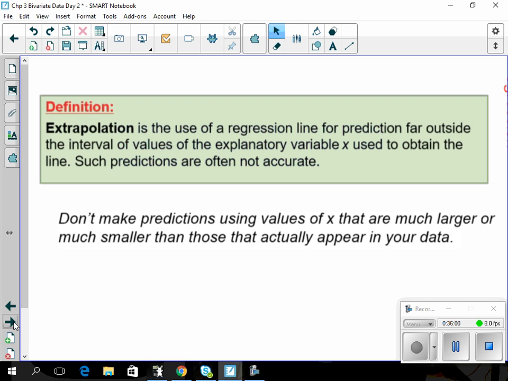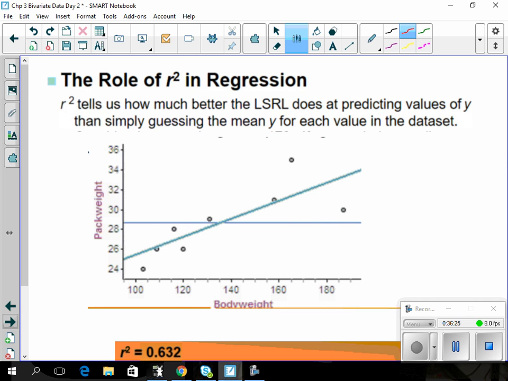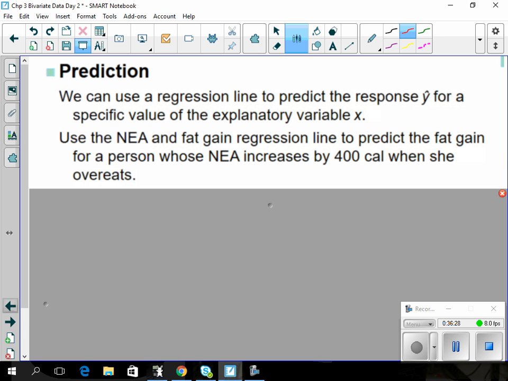Fair enough? Okay. Basically, what it's saying here is that we should not make predictions using values of x that are far outside of our data set. So number 6 is a classic case of what not to do. Does that make any sense? Okay. Perfect. Such predictions are not accurate. Not going to be in this case. Let's talk about how to do the equation by hand. Okay?